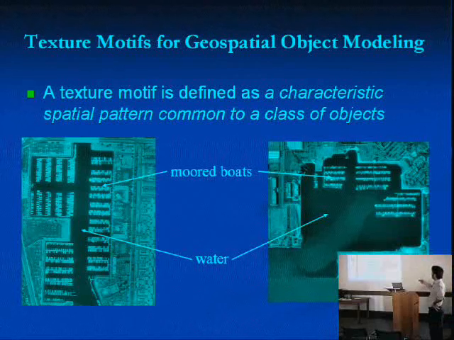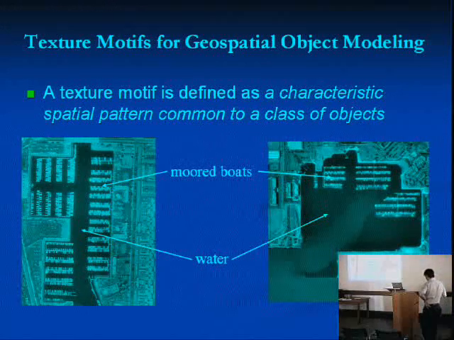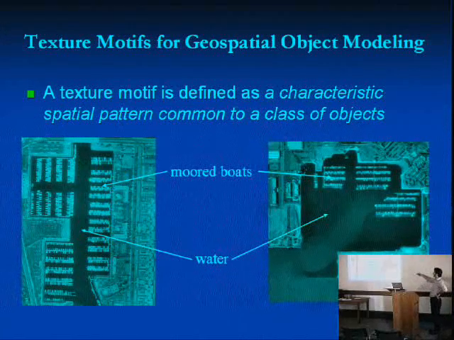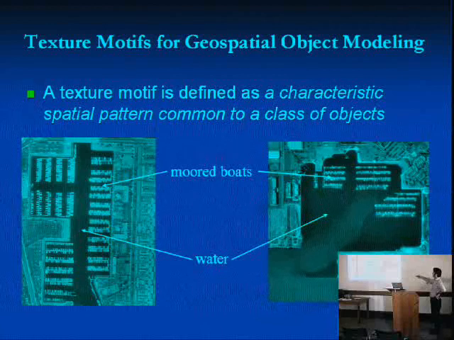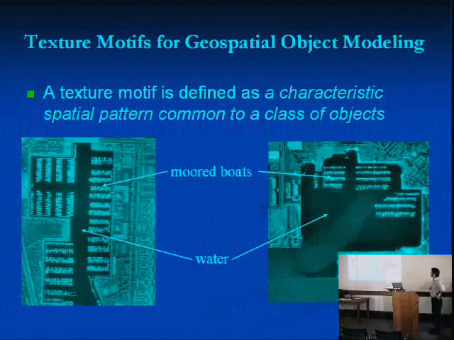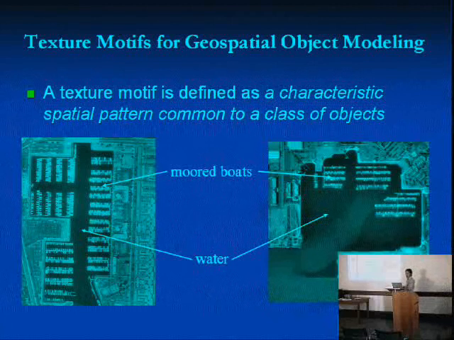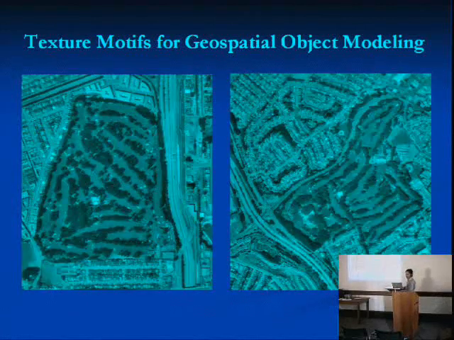Given these geospatial objects for which textures seem to have distinct signatures, how can we characterize the common textures between these objects? For harbors, the common textures might be the moored boats and the water. So how can we build a statistical model to learn what these texture signatures are? And so things like golf courses.